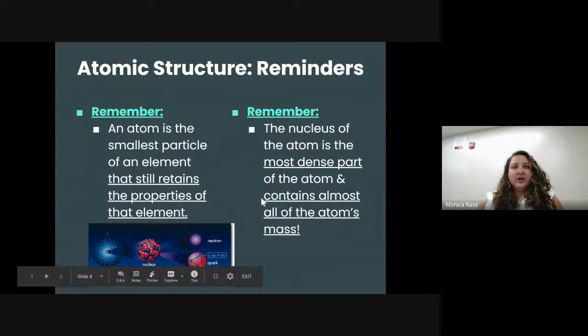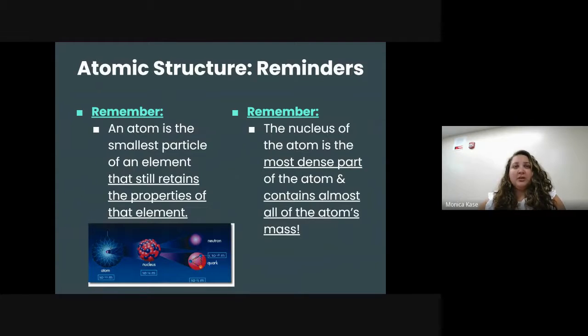Remember, our protons and our neutrons make up 1 AMU each. So that's where all of our mass is coming from, is from those numbers. Our electrons, remember, are pretty much equivalent to 0, or closest to 0. So there's not as much mass whizzing around on the outside of that nucleus.